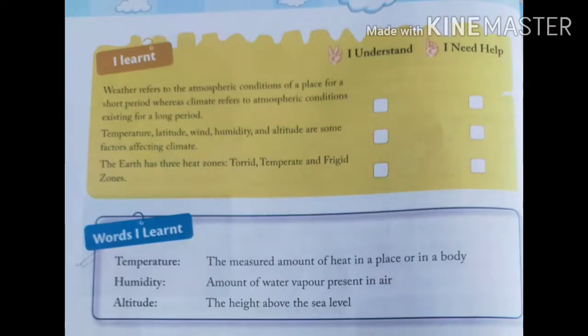Now, before concluding our explanation of this chapter, we will read certain meanings. Temperature: the measured amount of heat in a place or in a body. Humidity: amount of water vapor present in air. And altitude: the height above the sea level. This is the complete explanation of the chapter.